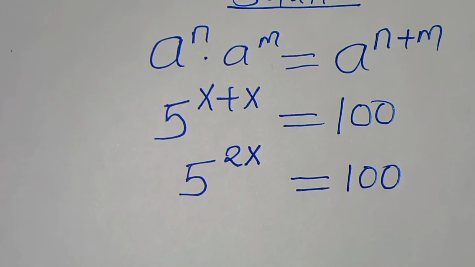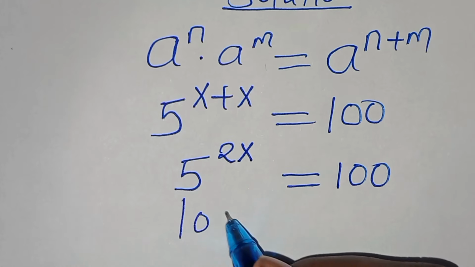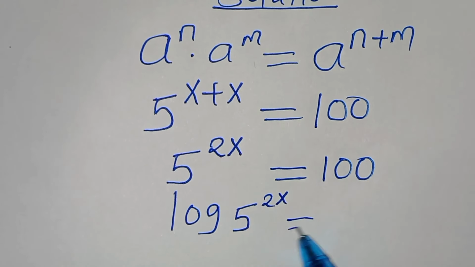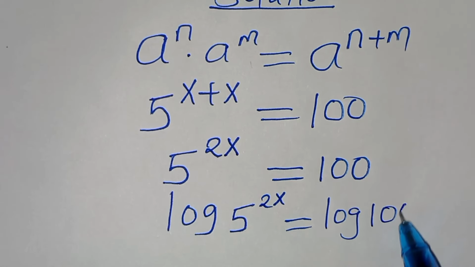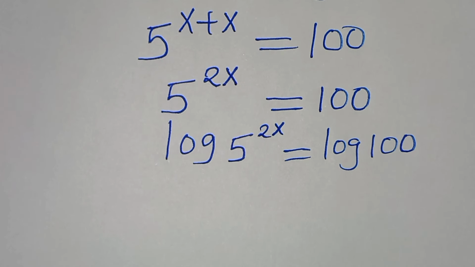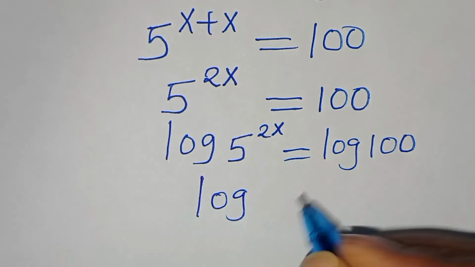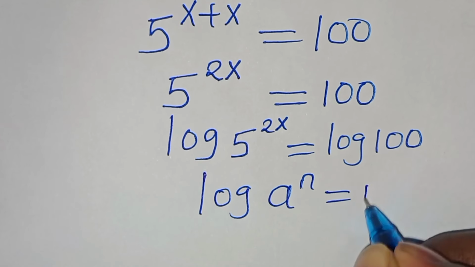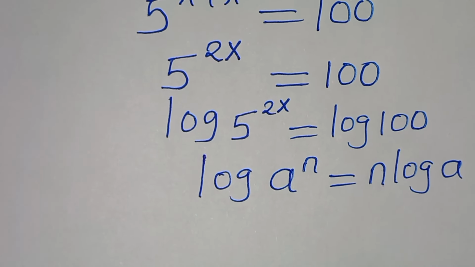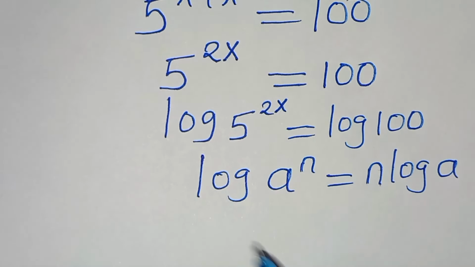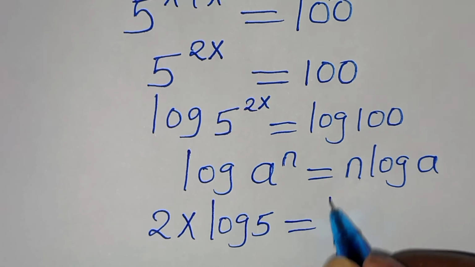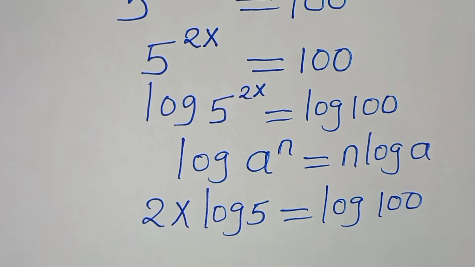The next step from here, let's introduce logarithm on both sides so that we have log 5 to the power of 2x. This is equal to log 100. Then you find that log 5 to the power of 2x, this is in the form of log a to the power of n, which we can express as n log a. Applying this logarithm property, then we have log 5 to the power of 2x becomes 2x log 5. This is equal to log 100.